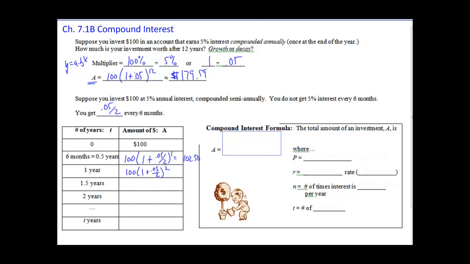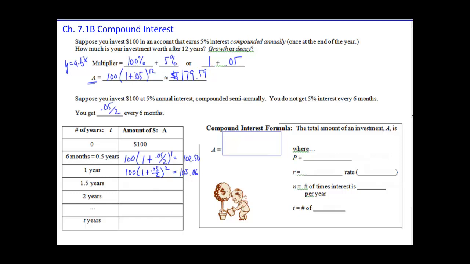Now if we take a year, we're investing 100 times 1 plus 0.05 divided by 2. Six months is 0.5 years, so at 1 year we get 2 investments, and the rate is raised to the second power. Where we get the second power is that we're earning interest twice in a year, semi-annually, so we have to raise it to the second. In other words, how many times is it being compounded? This gives us an answer of $105.06.